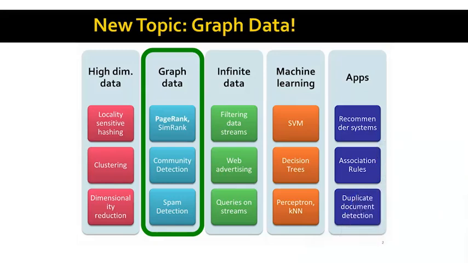So far, this is how the class fits together, and we are starting with a new set of data, that is the graph data. In this module of the class, we will look at link analysis methods like PageRank and SimRank. We will look at community detection, where the idea is that we want to find clusters of nodes in the network. And then we will also look at spam detection, where the idea is that we want to identify nodes that are spam nodes in the graph. So those are the three modules for the graph data section.